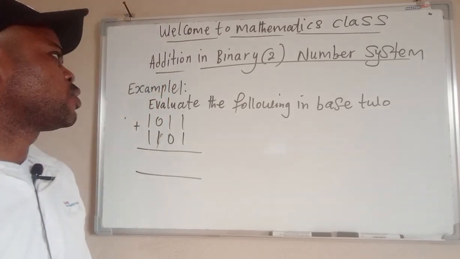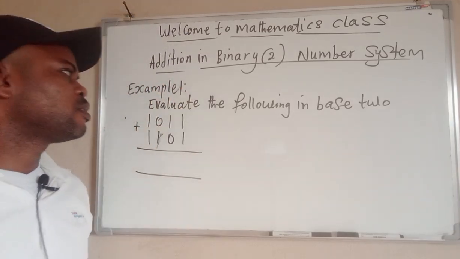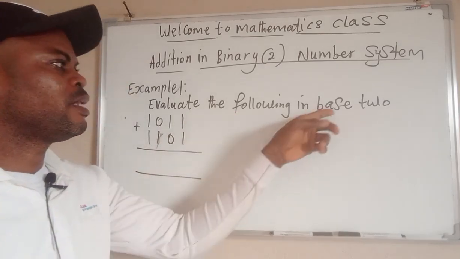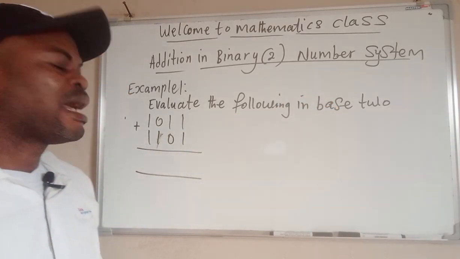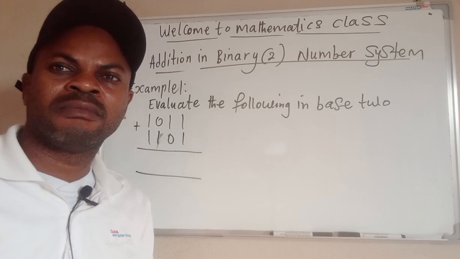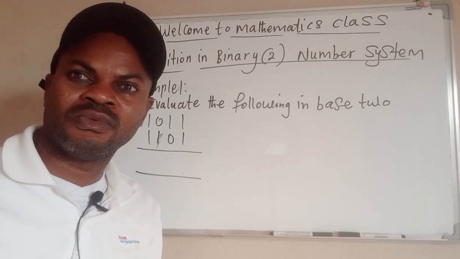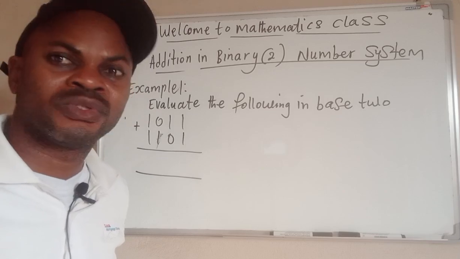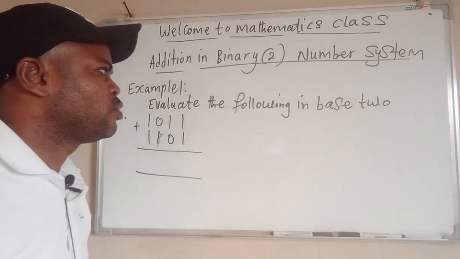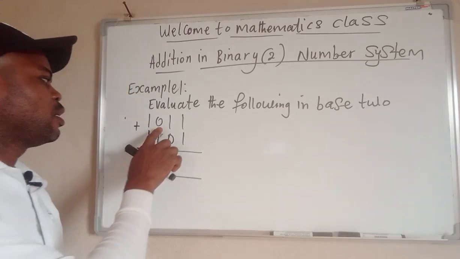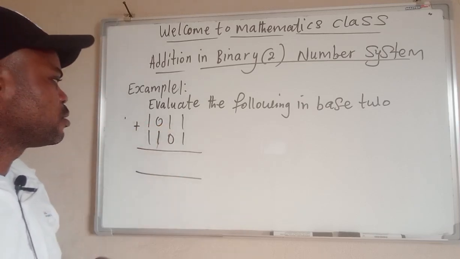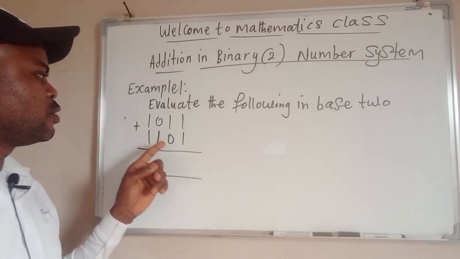So here comes a question on the board. For example 1, the question says evaluate the following in base 2. Addition in base 2 is not like normal addition as in base 10, which you see in everyday mathematics. It's an entirely different ballgame altogether. So pay attention while we evaluate this expression on the board. Here we are given 1011 plus 1101.